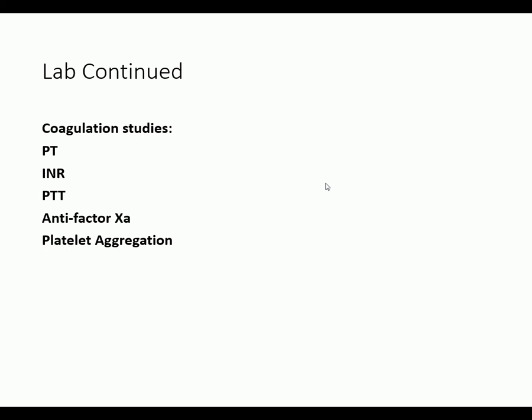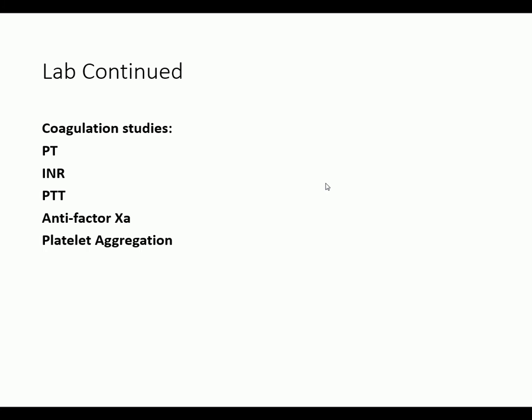Your PT measures how long the blood takes to clot and reflects the level of clotting factors 2, 5, 7, and 10 and how well they are functioning. Anything over 12.5 indicates prolonged clotting, and one or more of the factors is deficient. Okay? The INR is used to maintain accuracy of the PT.